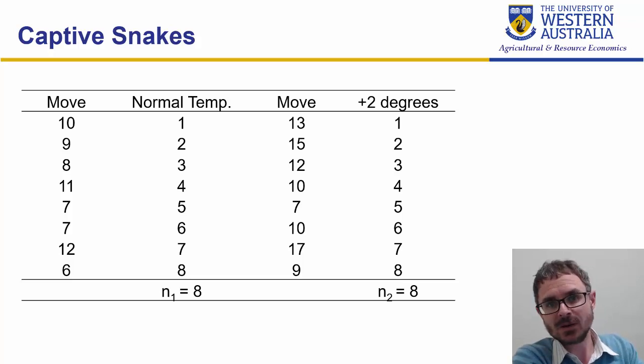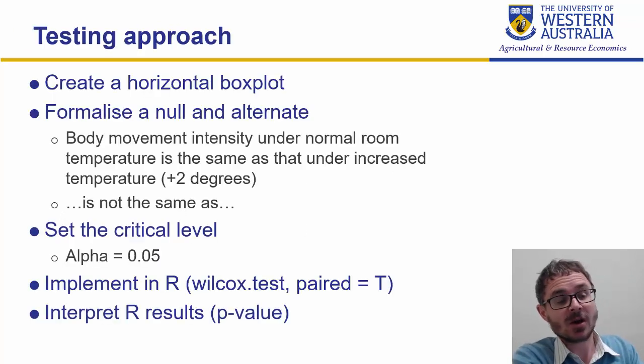I then wait a week, crank up the temperature by 2 degrees, run the experiment for 24 hours, and record movement intensity again against each tank. So I have 2 measurements on each sea snake. That's my experimental design. So I'm going to have my plot, which is going to be a horizontal box plot.